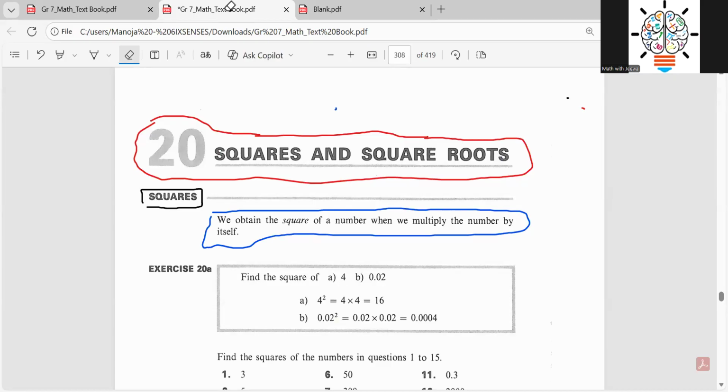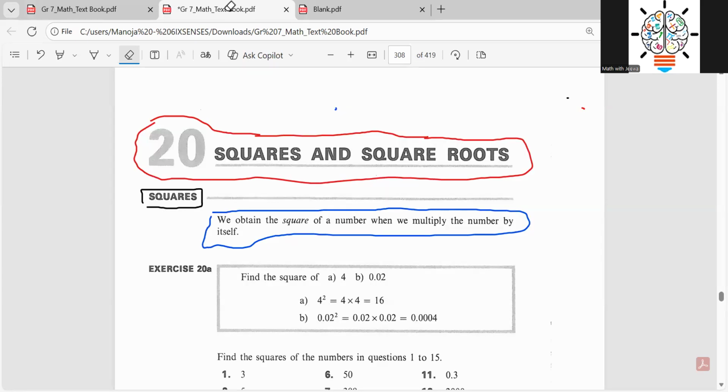First, as usual, you take your theory book and put the date and write down the main topic in pink color, squares and square roots. Then you can write the subtopic, squares. This is not the square we are talking about with the shapes.